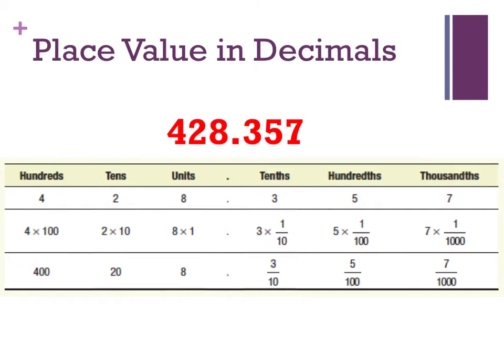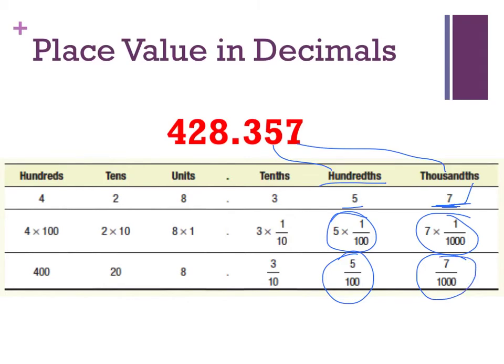Doesn't matter which way you want to write it. Fifths place value is hundredths, 5 hundredths, 5 times 1 over 100, or 5 over 100. It's 5 hundredths. Okay. The 7 is in my thousandths place value. I can either write that as 7 thousandths, 7 times 1 over 1,000, or 7 over 1,000.